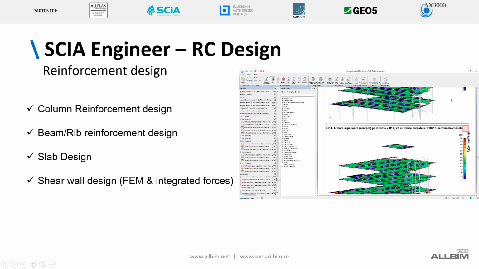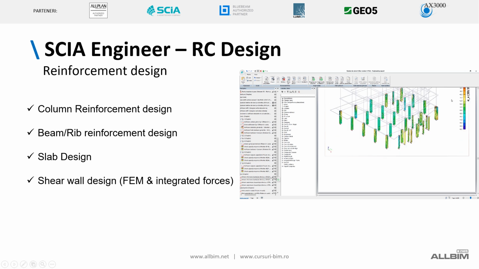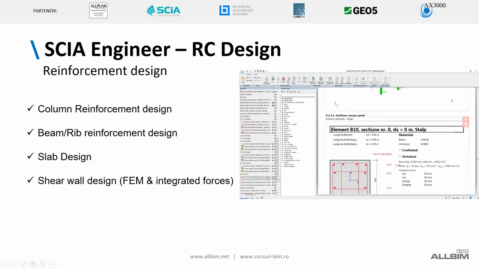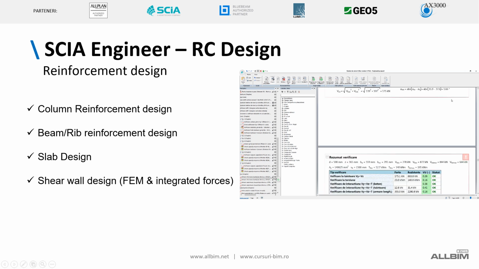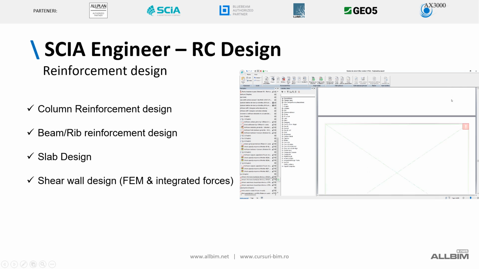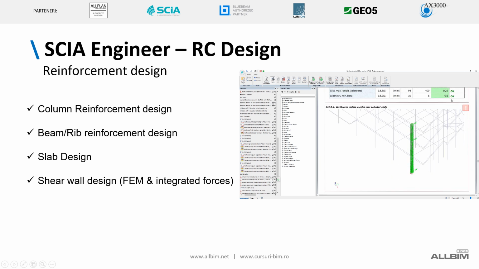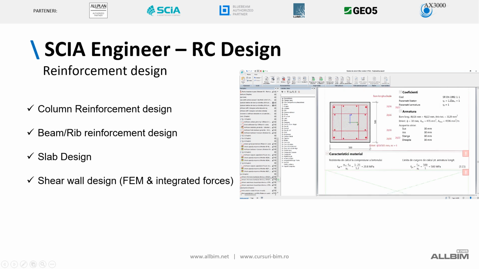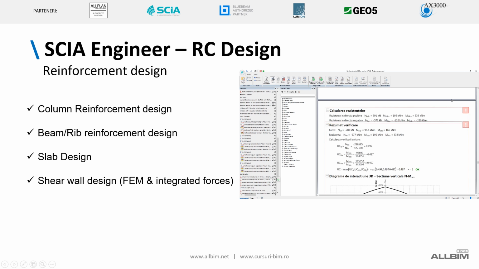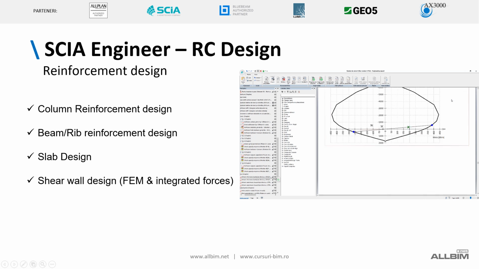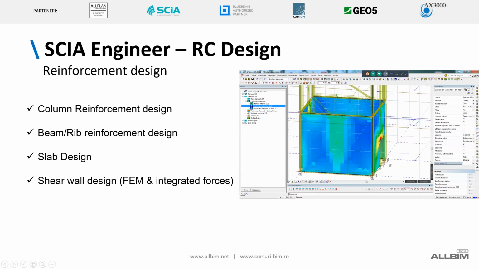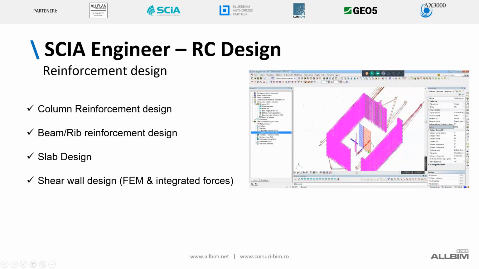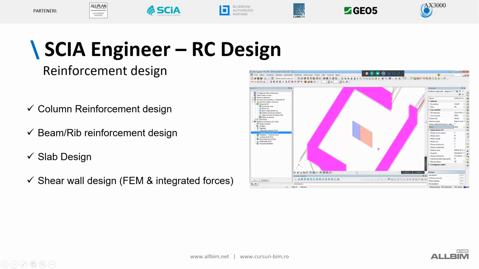SCIA Engineer has a very efficient algorithm for designing the reinforcement for any type of structural concrete element. It will determine the capacity of the element, present the unity checks in a clear and transparent manner. The reinforcement created in SCIA is BIM compliant, so it can be later exported to Allplan Engineering for detailing, or it allows you to generate the FEM files with the required theoretical reinforcement and continue in Allplan with the practical reinforcement. I will present two methods for designing shear walls: a FEM method, useful for non-seismic elements, and an integrated forces method, specific for seismic countries.